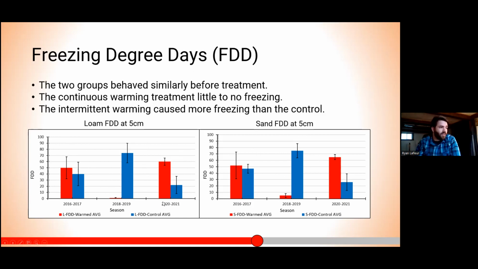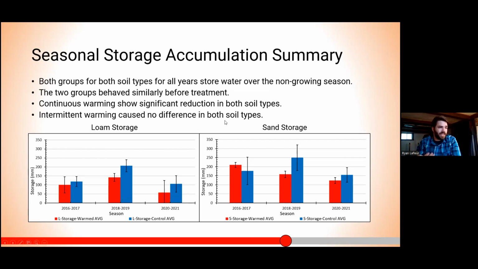And then for intermittent warming, we managed to cool down by heating intermittently. We managed to create very significantly colder soils than their accompanying control group. So that for me was already a pretty awesome success. Now to continue our observation, we want to look at how exactly this affected the water budget inside the lysimeters.